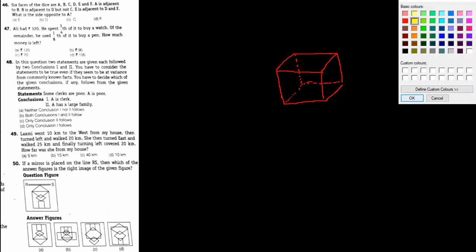Okay, so we have a cube here. A die is generally a cube, so let's just draw a die first. Say this is our die, and these are the six faces. So now let's mark each and every face. It's given A is adjacent to B. Say this front face is A, and it is adjacent to B, so let B be this adjacent face.